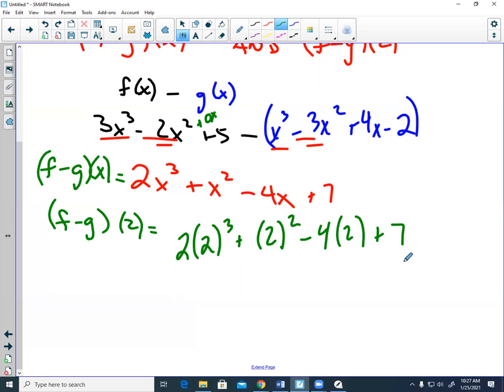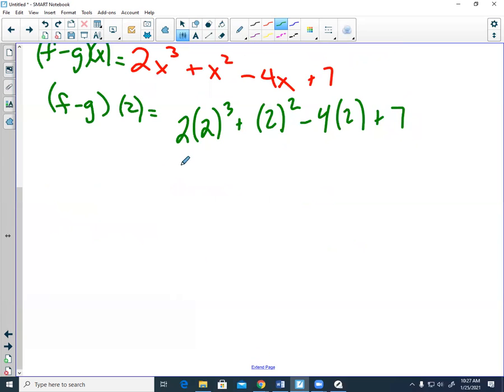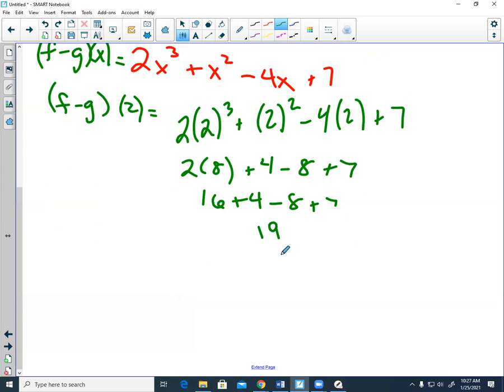So when we sort all of this out, we're going to get 2 times 2 to the third, which is 8. So 2 times 8 plus 4 minus 8 plus 7. So 16 plus 4 minus 8 plus 7 is 19. So I end up getting 19 for f minus g of 2. We all good? All right, if you have questions about that, let me know.